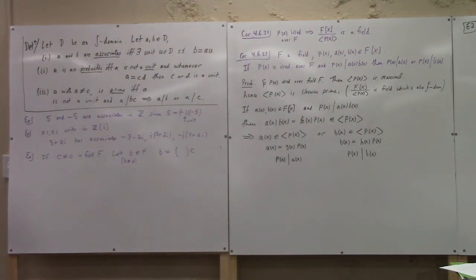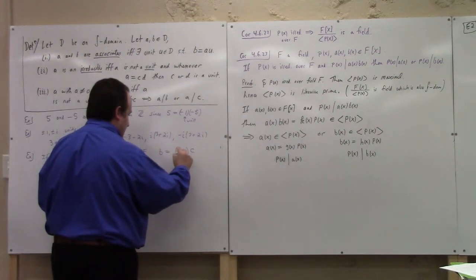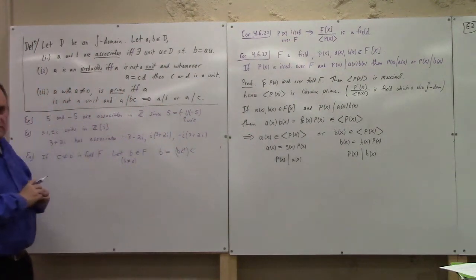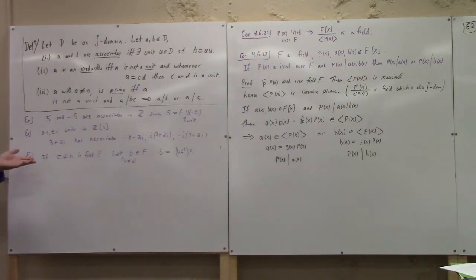Well, in the field, I can do b times c inverse. Because if c is non-zero, its inverse exists in the field, and b times c inverse gives you back b again. So any two non-zero elements of a field are associates. In contrast, in the Gaussian integers, you have 4 associates. It's associated to itself as well, of course. And in the integers, the associates come in pairs.